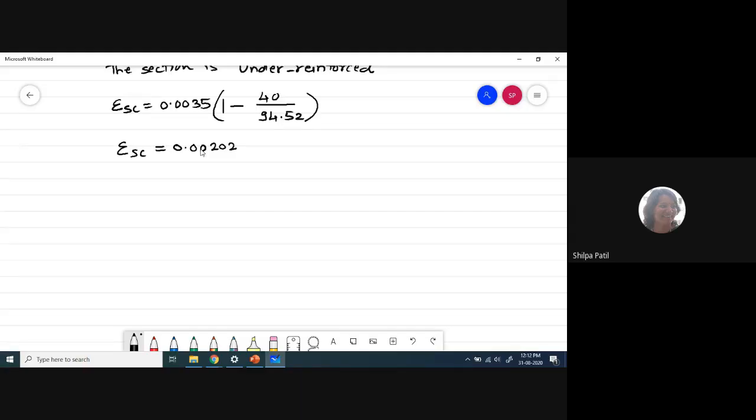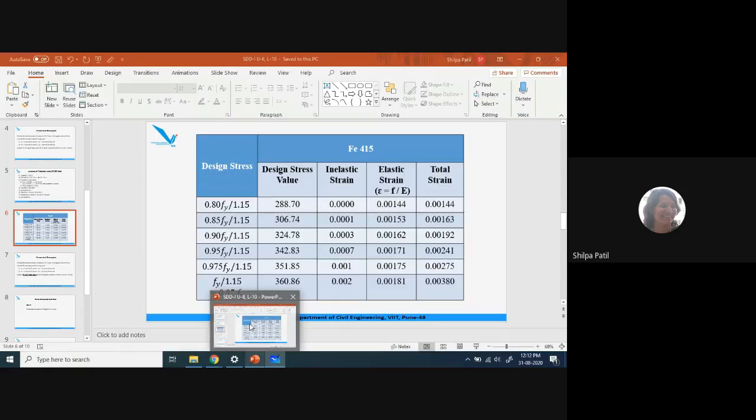Okay, now again we have to check this value of epsilon SC in the table for finding FSC. So I will go back to the table now. In the table again our value is 0.00202. So this value will lie between these two values, that is 0.00192 and 0.00241. So for these two values and the corresponding values of stress, we have to again do the interpolation.